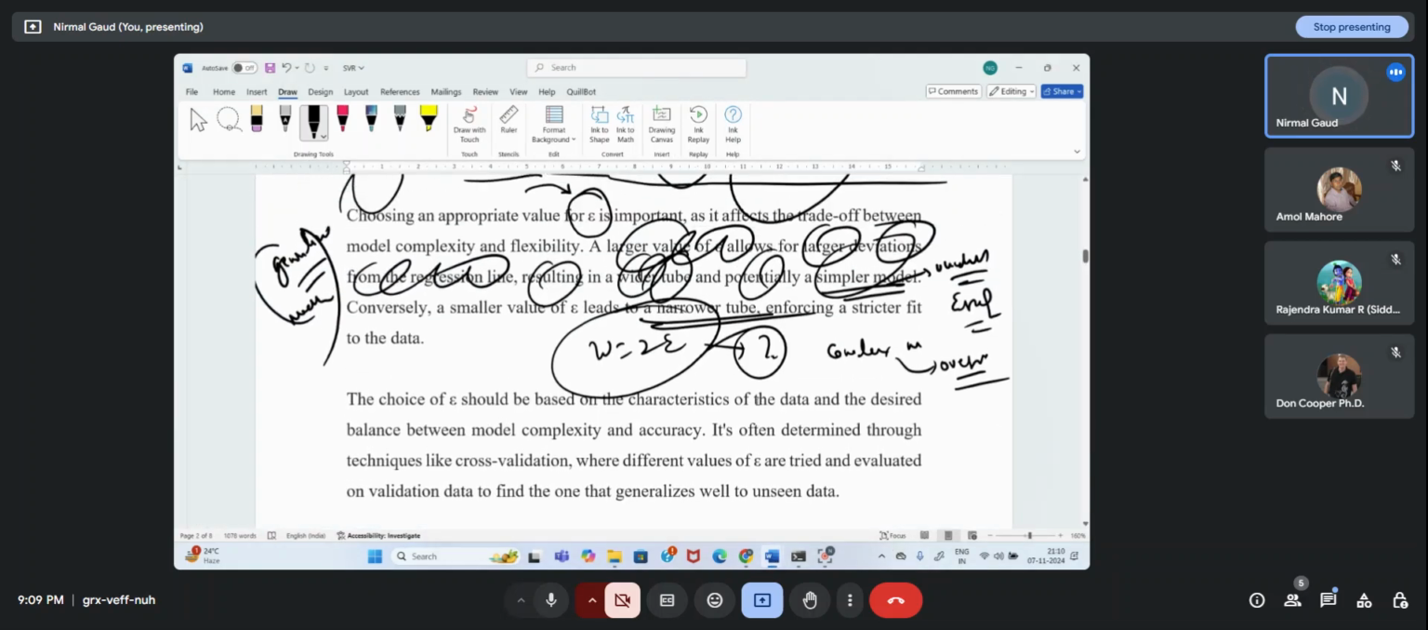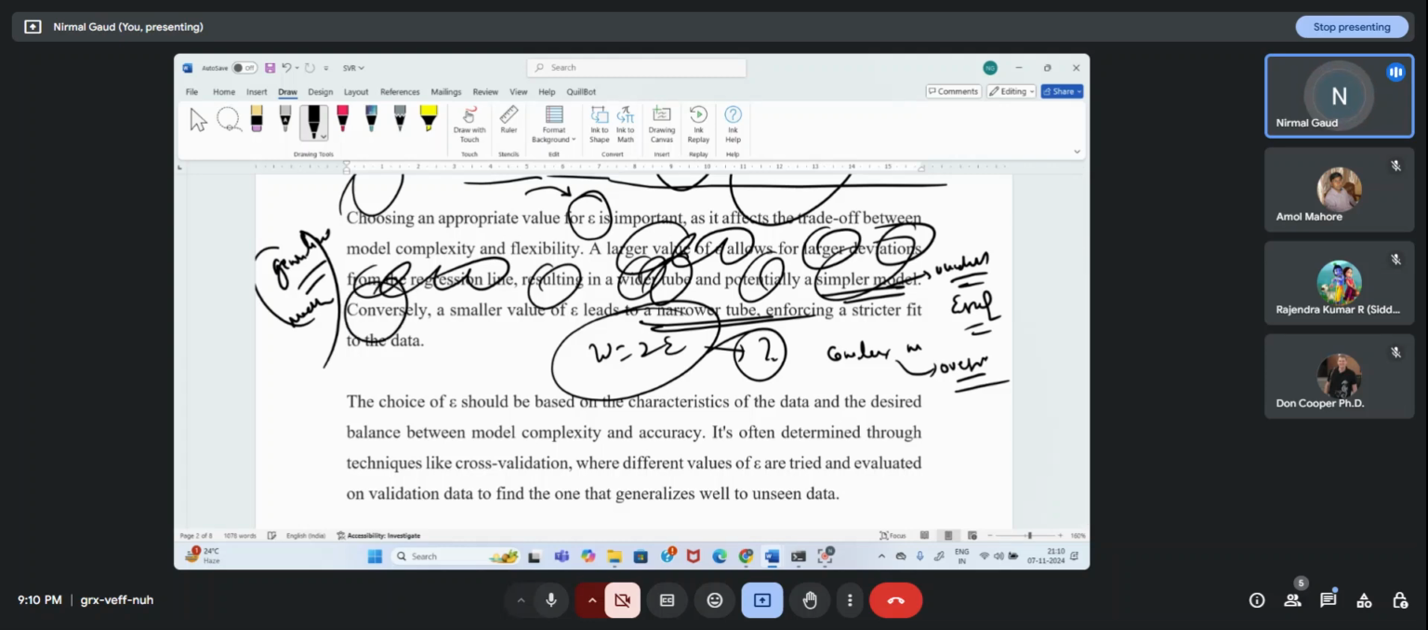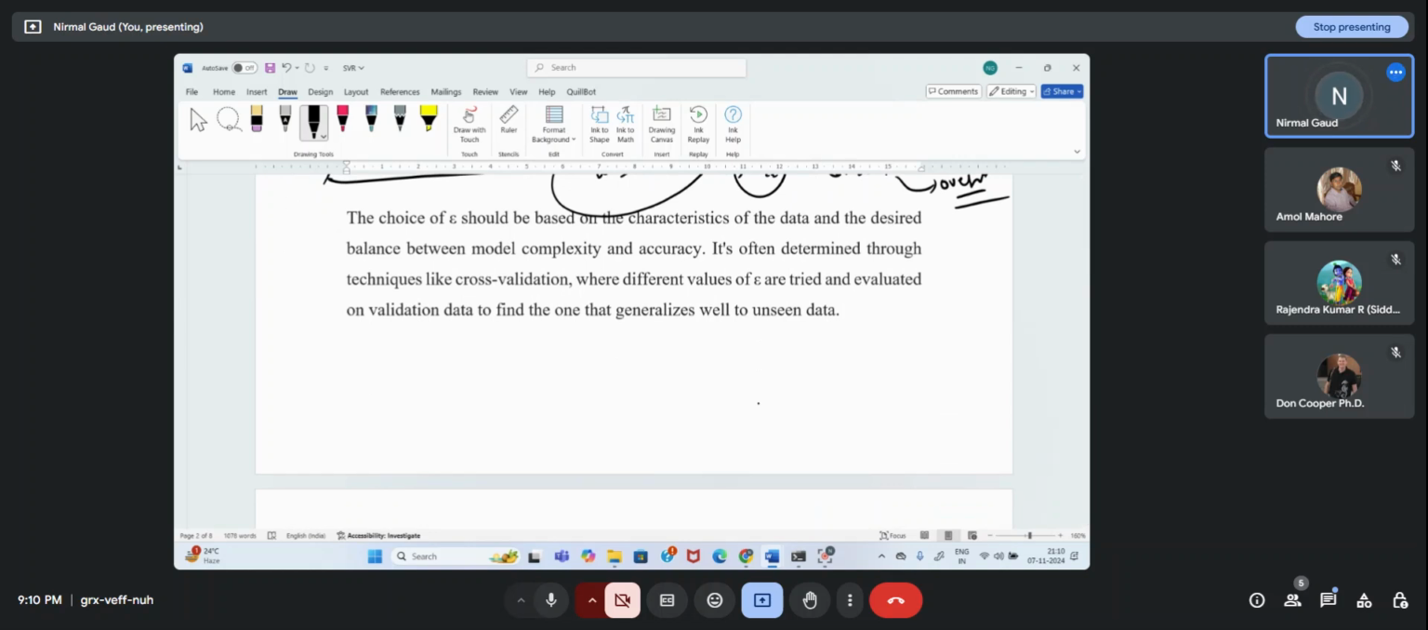Conversely, a smaller value of epsilon leads to a narrow tube, enforcing a stricter fit to the data. Strict fit means points will be very near to the regression line or present on the regression line. Then what to do? Here comes the choice of epsilon, which is based upon the characteristics of the data and the desired balance between model complexity and accuracy.